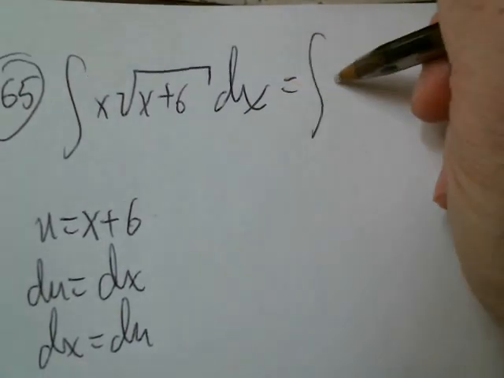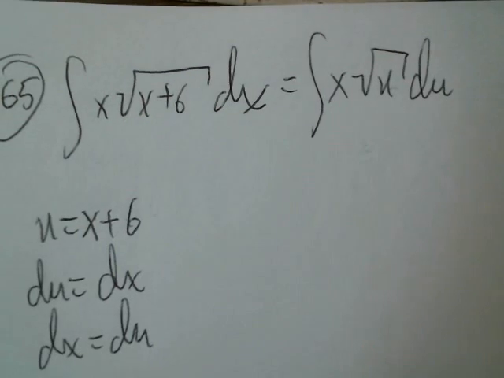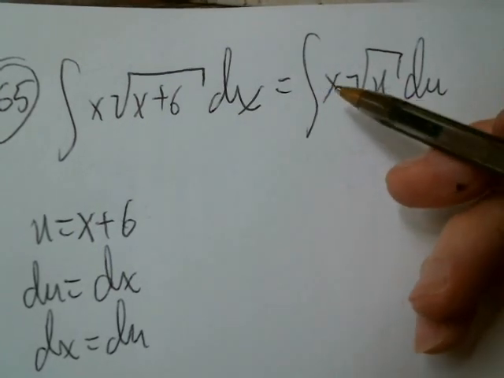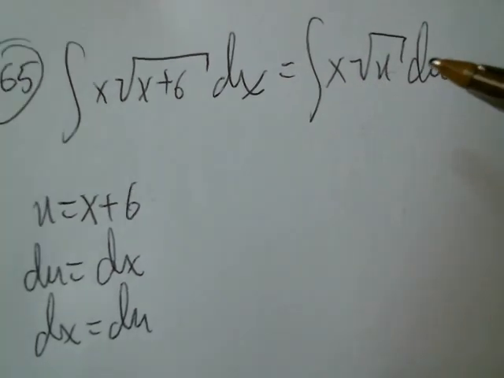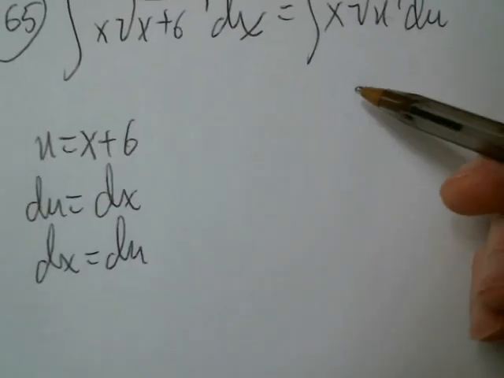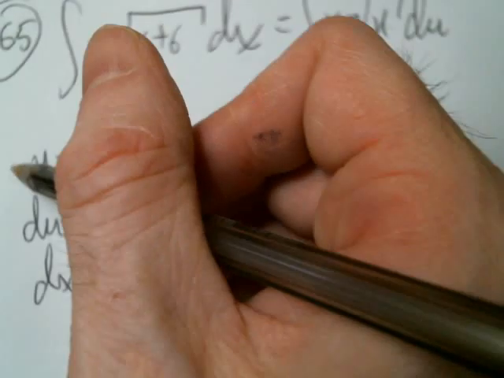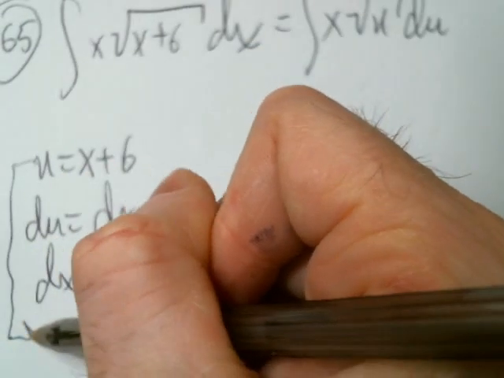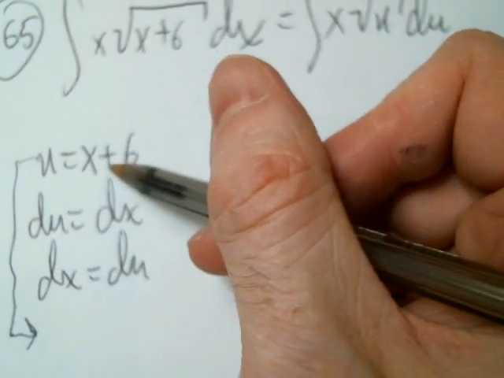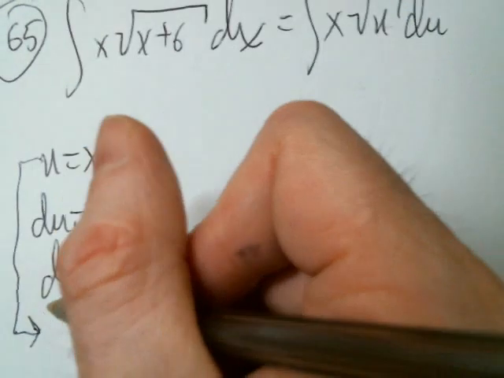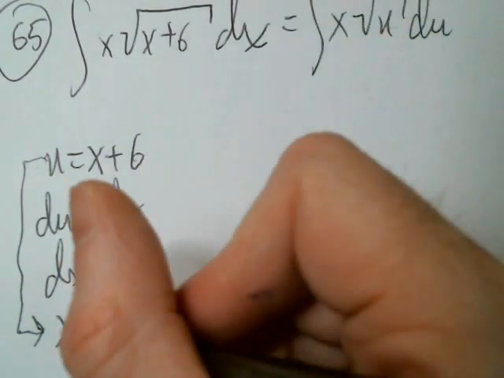So you could rewrite your integral as x times the square root of u times dx, which is now du. And the problem is the x didn't cancel out, right? Oh my gosh, what am I going to do? Well, for this problem, you don't have to turn around and do a different sub. You can just play around with that u expression. This is an equation. You can solve for x, right? So you could say, well, x must be equal to u minus 6.